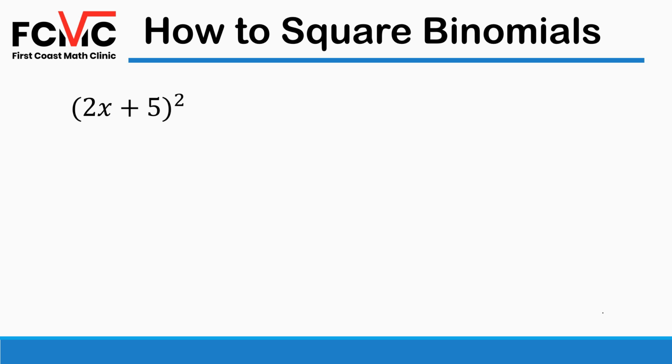Next example, we've got 2x plus 5 squared. So we're adding. So again, we remember our rule. a plus b squared is going to be the first term squared plus 2ab plus b squared. So our a value here is the 2x. Our b value is the 5. So using our formula, let's square 2x plus 5.